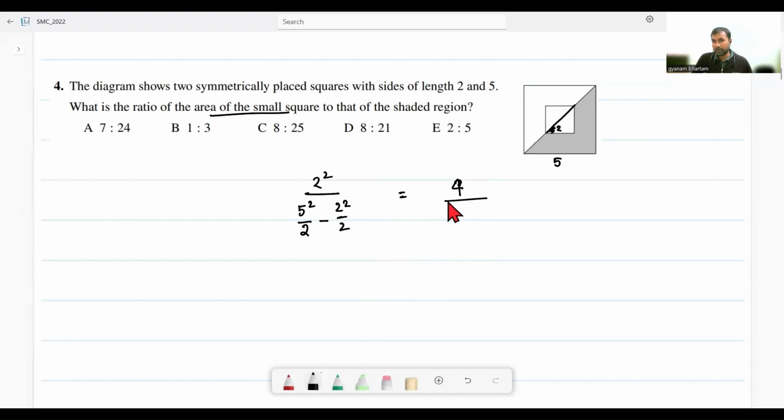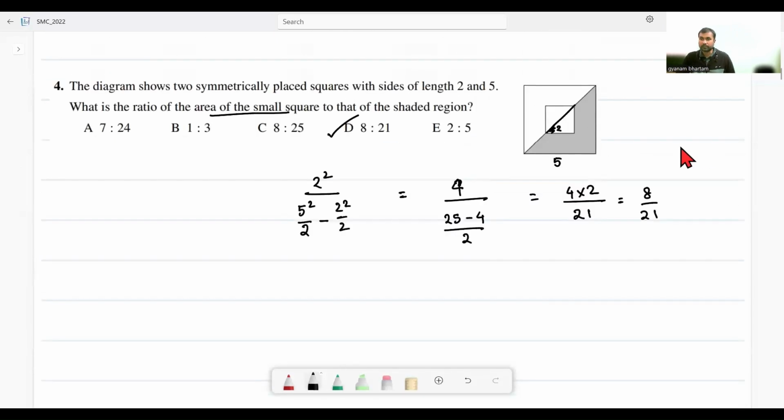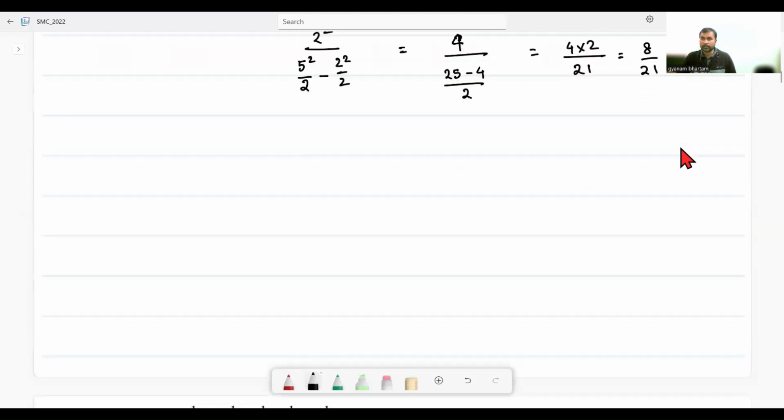So we have 4, and we have 25 minus 4 divided by 2, which gives you 4 times 2 divided by 21, or 8 by 21. So this is the answer. Okay. Next one.